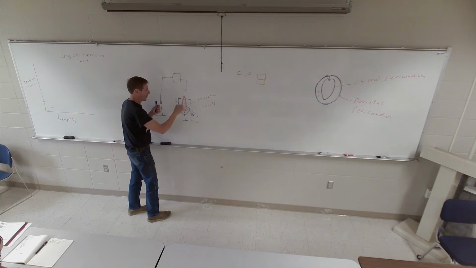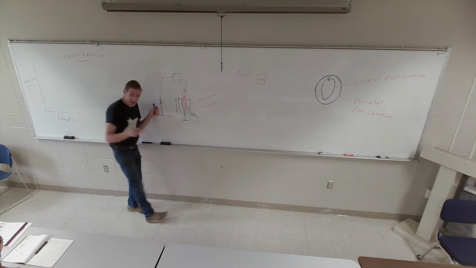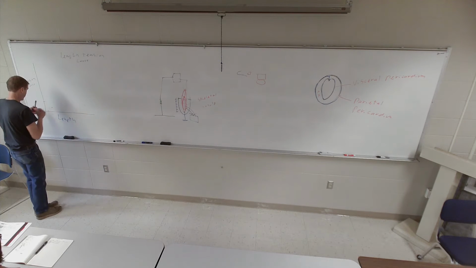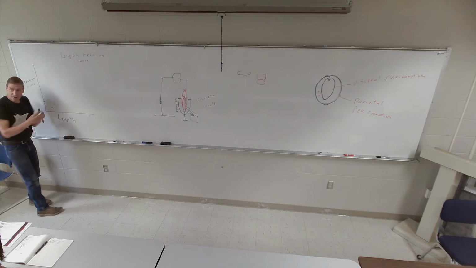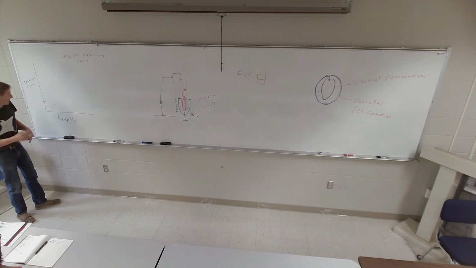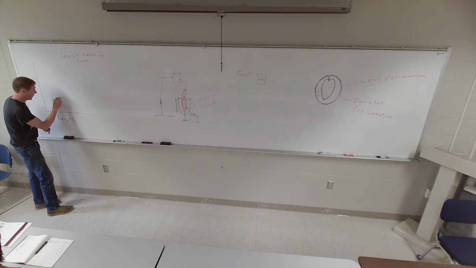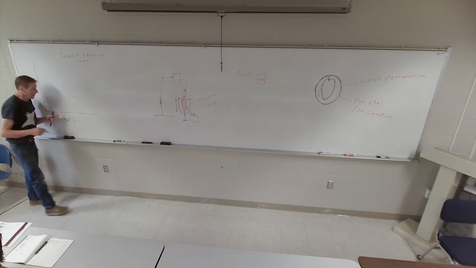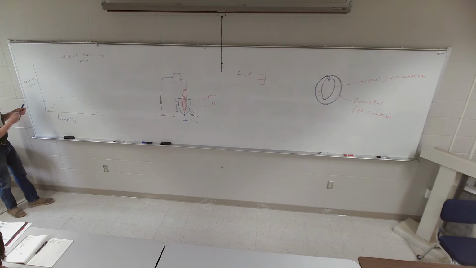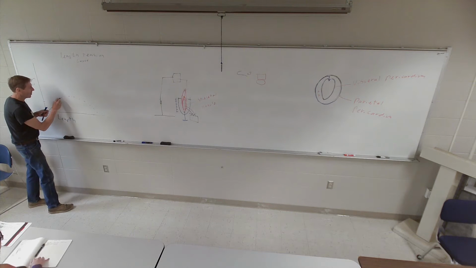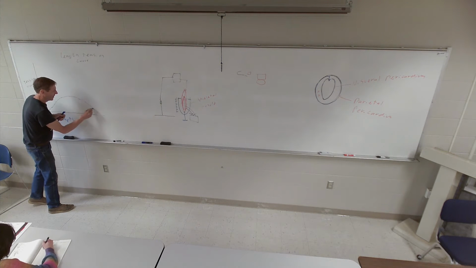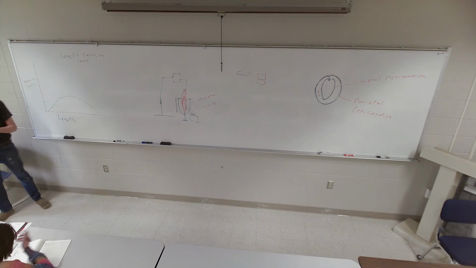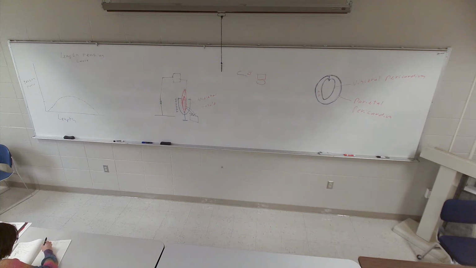And of course, I'll stretch the muscle out longer, stimulate it again. I'll get some force here. And I'll just keep doing that to the limits of the muscle and setup. And what I'll get is a curve that looks something like this. Connect the dots, I'll get a line, something like this. That is the length tension curve for a skeletal muscle.